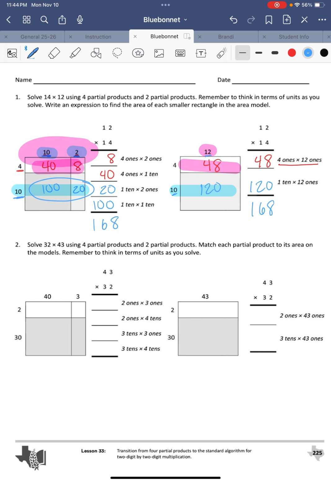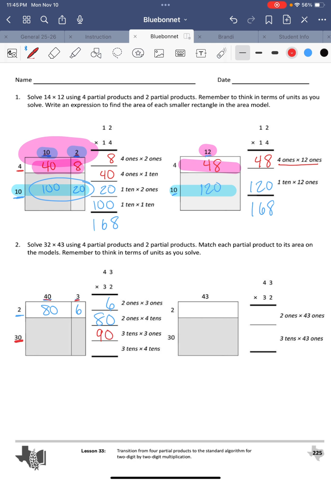Okay, look at number 2. I'm going to start off by doing 2 ones and 3 ones. 6 ones. 2 ones and 4 tens. 2 times 40 is 80. Then I'm going to do my bottom part. 3 tens times 3 ones. 30 times 3 is 90.